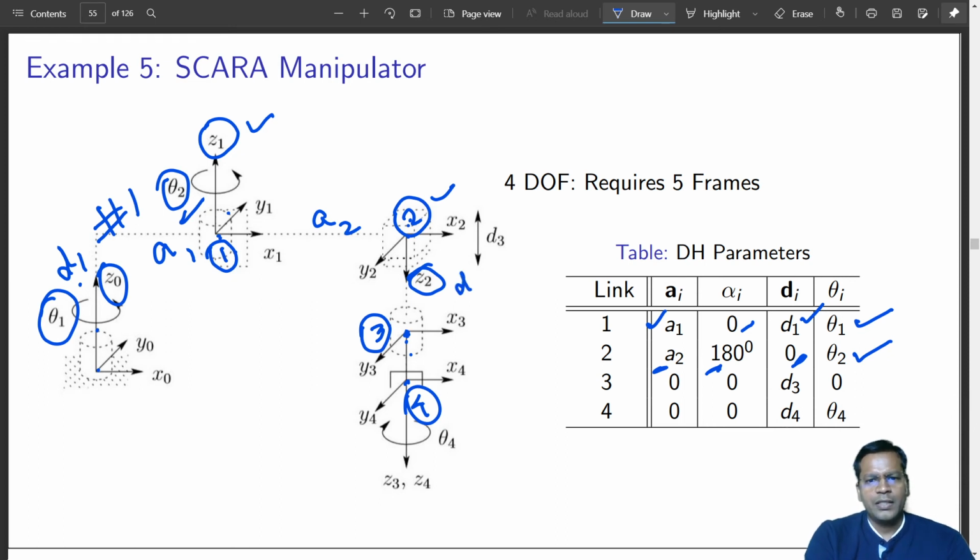So it is link 3. Frame 3 has a distance d3 by which it is separated from frame 4, and there is no z-axis rotation. There is just displacement along the z-axis. So there is no twist, and there is no link length also. Because it is prismatic, there is no theta, it is just 0.